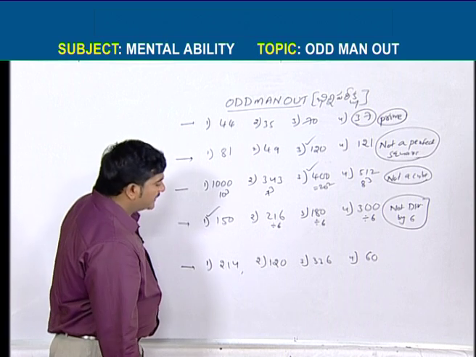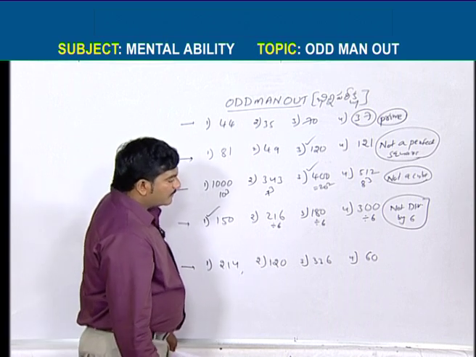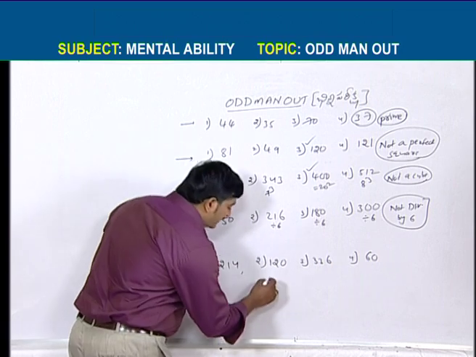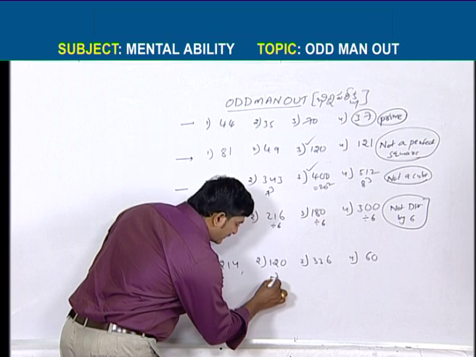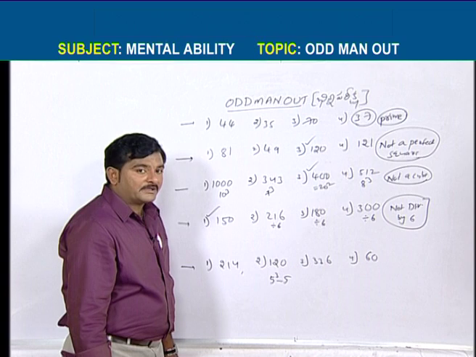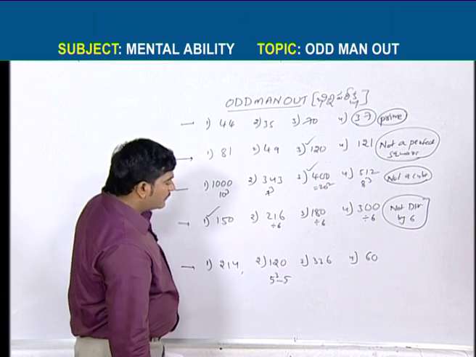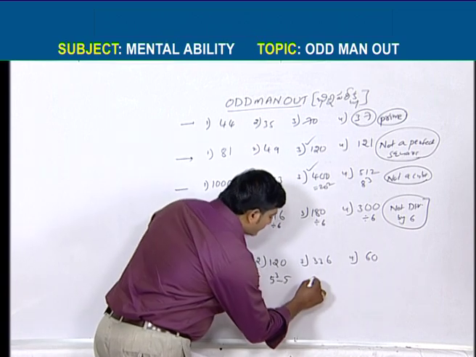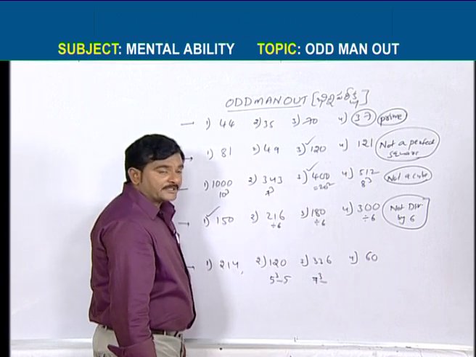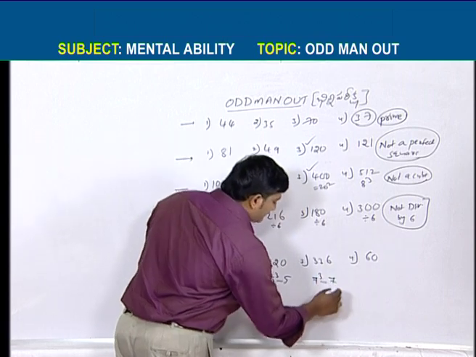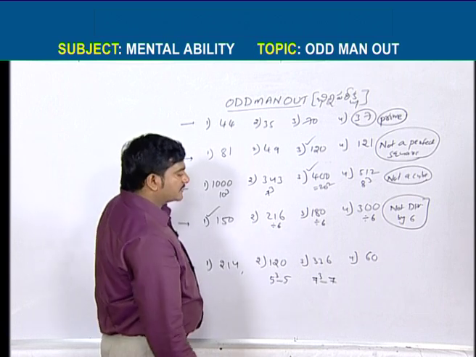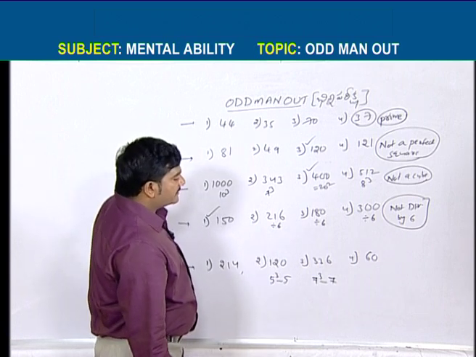Just observe, is there any concept of cubes? For example, 120 can be written as 5 cube minus 5. 5 cube means 125, 125 minus 5 means 120. Similarly, 7 cube is 343, 343 minus 7 gives 336. And 60, what can you write?